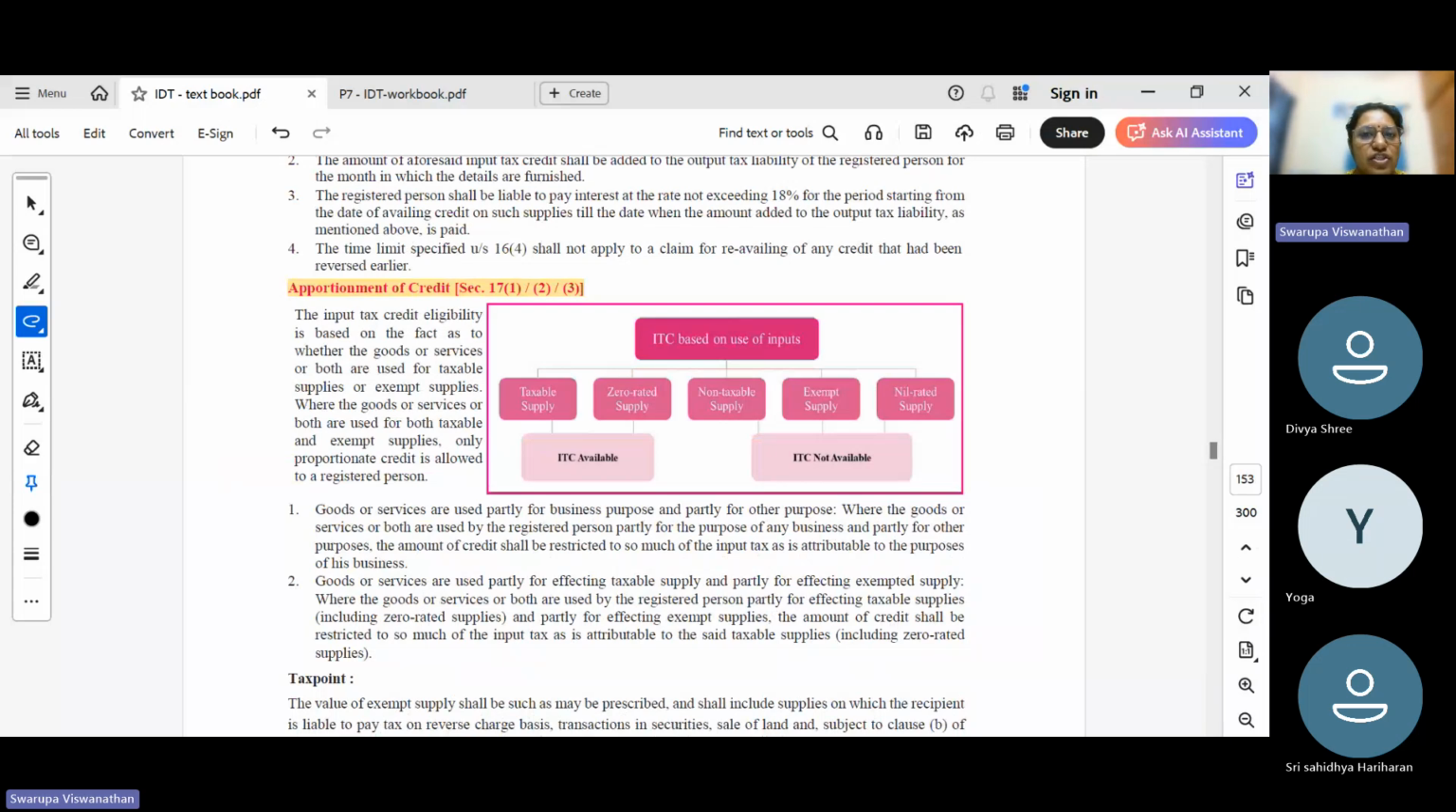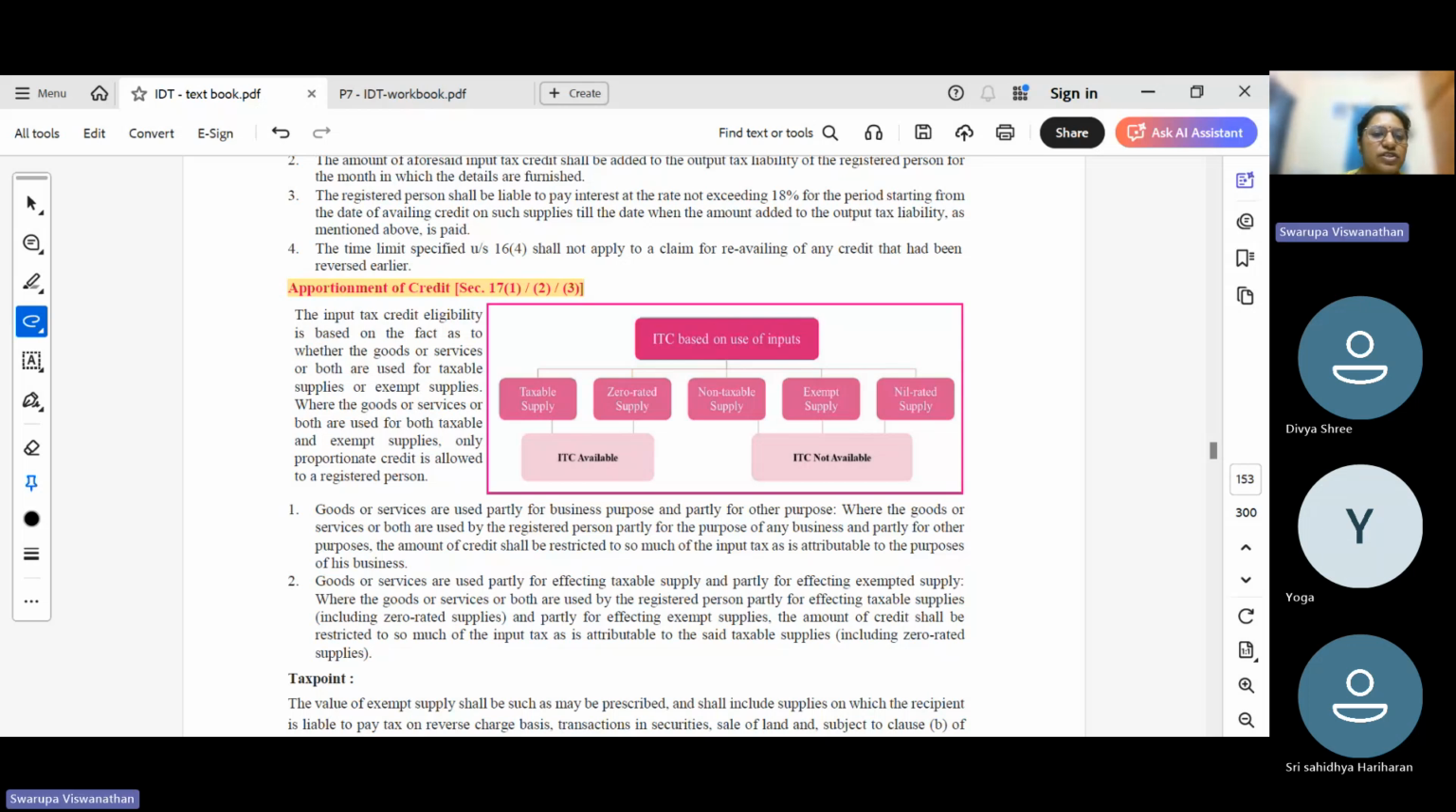So again, summarizing, in order to avail input tax credit, you should possess an invoice, you should have received goods and services, tax to be paid to government, GSTR-1 to be filed by the supplier, reflected in 2B and availed in GSTR-3B. Okay, and the time limit is 30th November of the next financial year or the date of filing annual return, whichever is earlier.